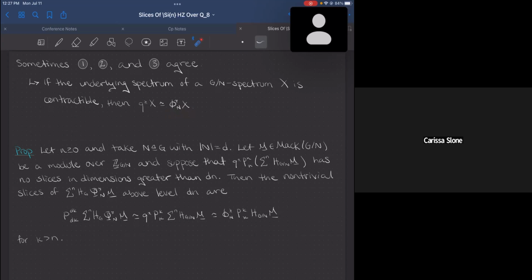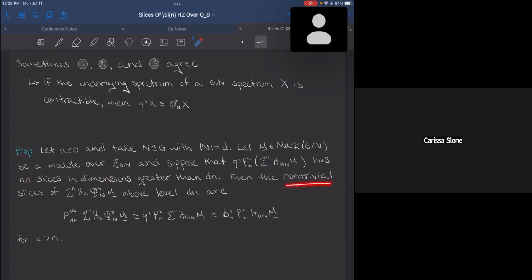All right, so now we've got a very useful proposition. It's a little dense, so we'll work our way through it and then look at some examples. All right, we're going to take n to be at least 0, and capital N to be a normal subgroup of G of order D. We're going to take M to be a G mod N Mackey functor, and that's going to be a module over Z G mod N. And now suppose that the Q star pullback of the N slice of sigma N H G mod N M has no slices in dimensions greater than D times n.